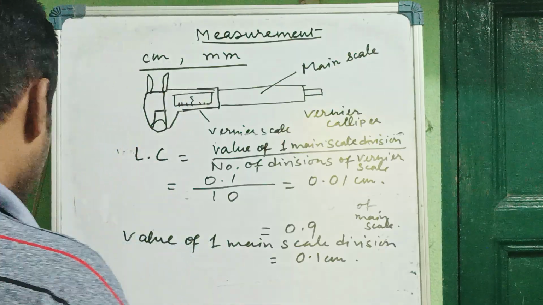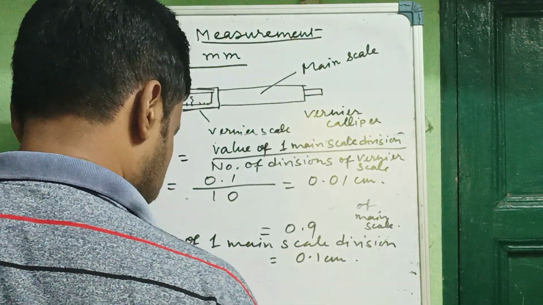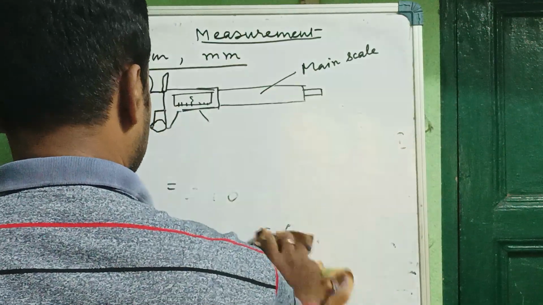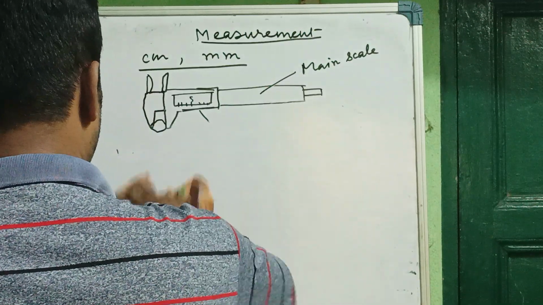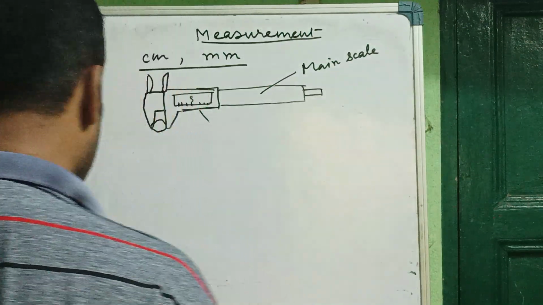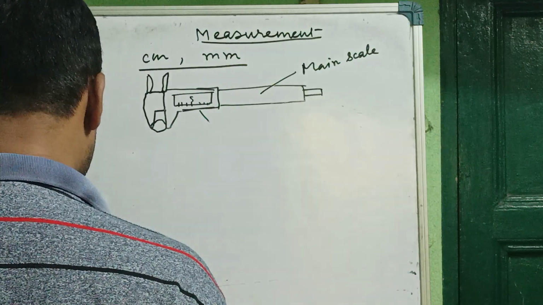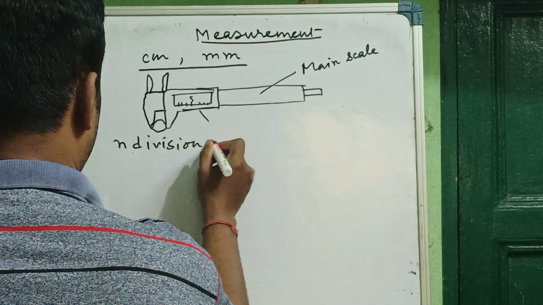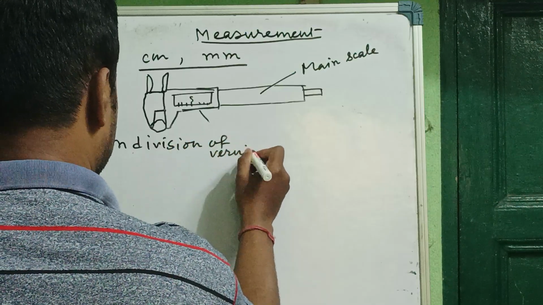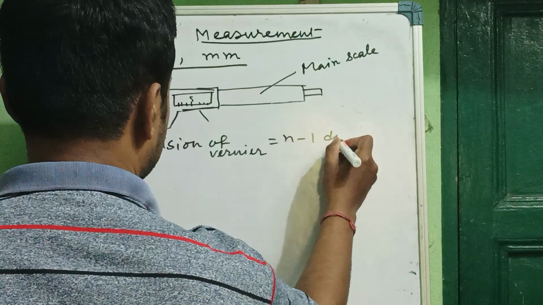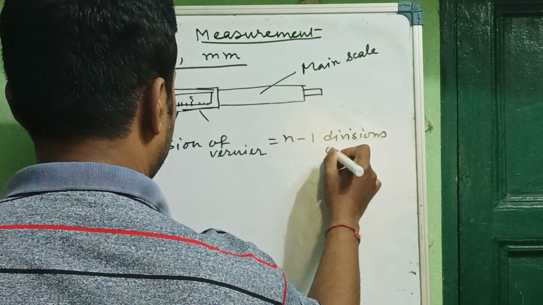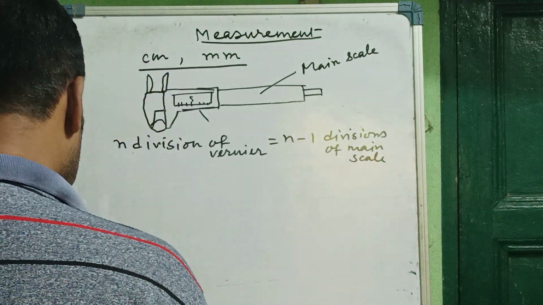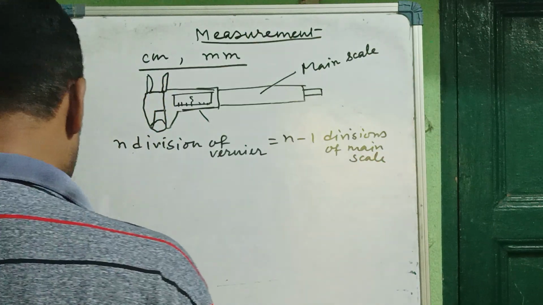Rather, we can also write this as a formula, which I give to show how to measure with the Vernier scale. N divisions of the Vernier equal n minus 1 divisions of the main scale.